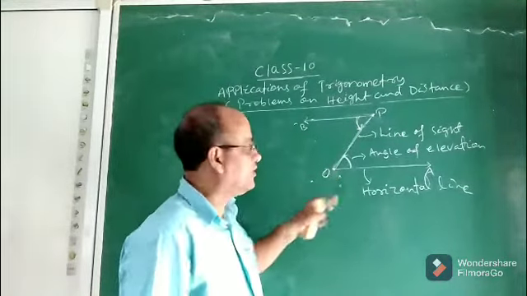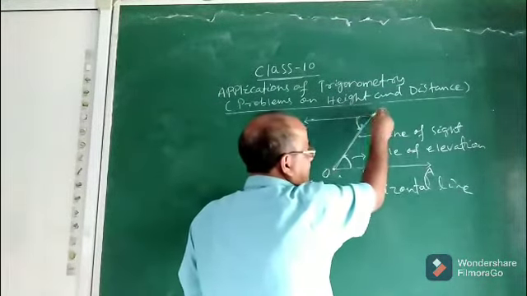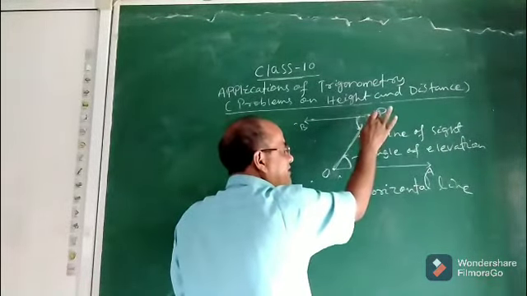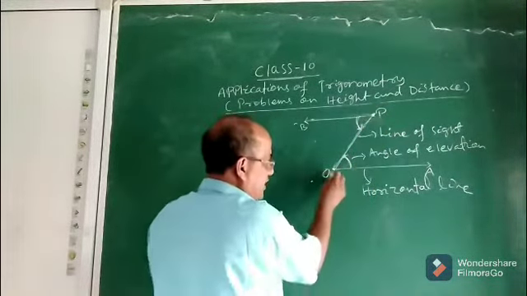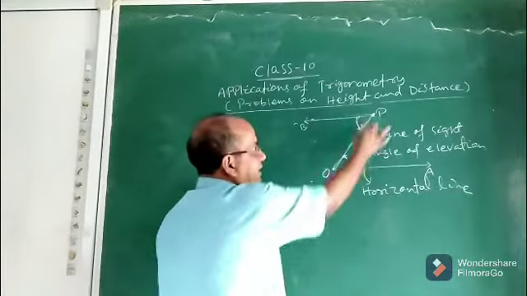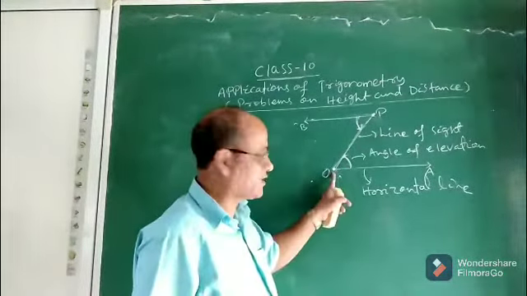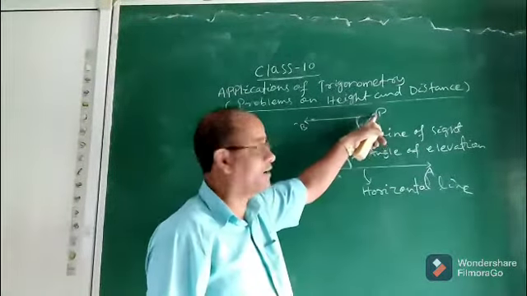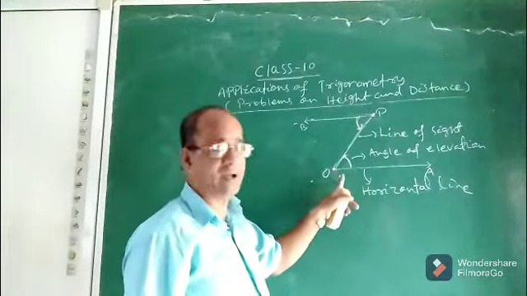Standing on the ground. Now see, this is the point of observation. This is the point where you are standing. So the observer is standing here. This is the point of observation and this is the position of the object. Here you see, the object is under and the observer is above.